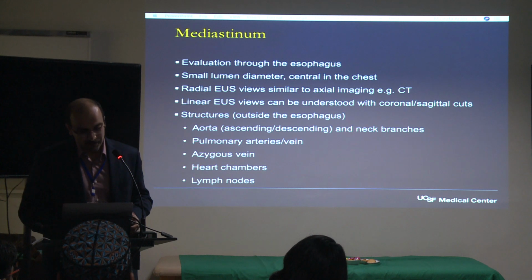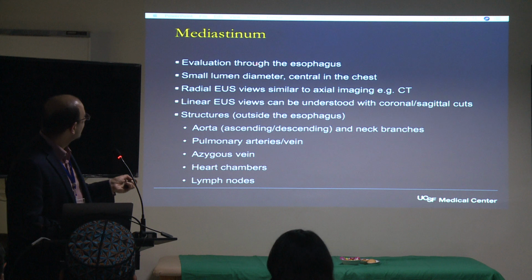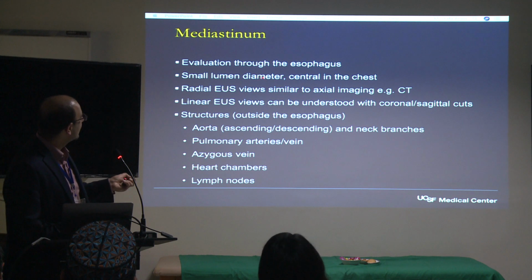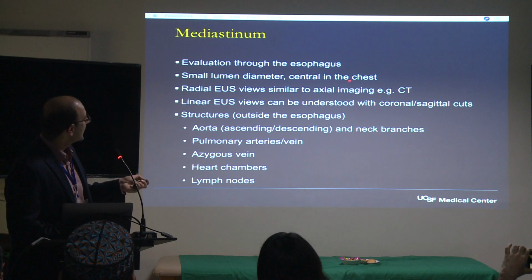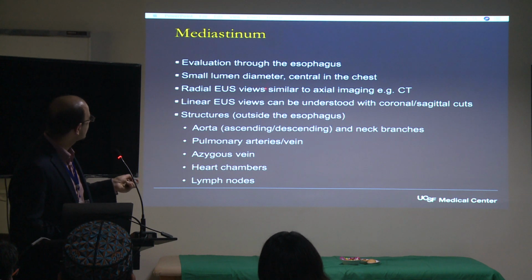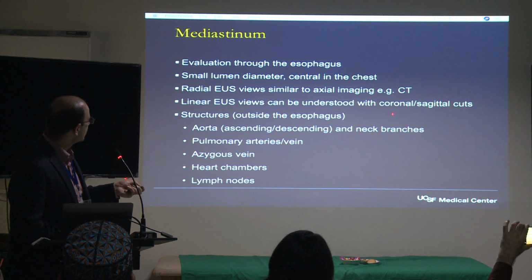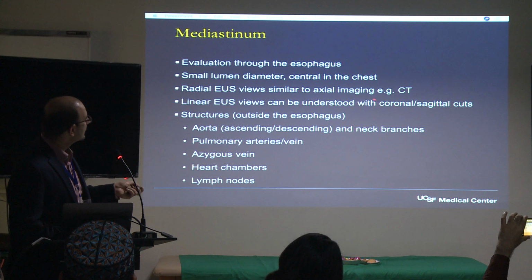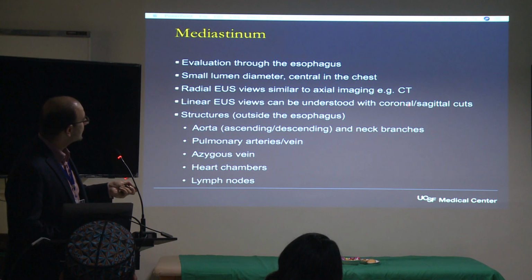Mediastinum, basically you're evaluating through the esophagus a few features. Because the lumen of the esophagus is small, and we're in the middle of the chest, it actually is the most reproducible, especially on EUS images, to cross-sectional imaging like CT. Linear can be confusing, but it's still easier to understand. And I'm going to show you hopefully something that will help you understand that.